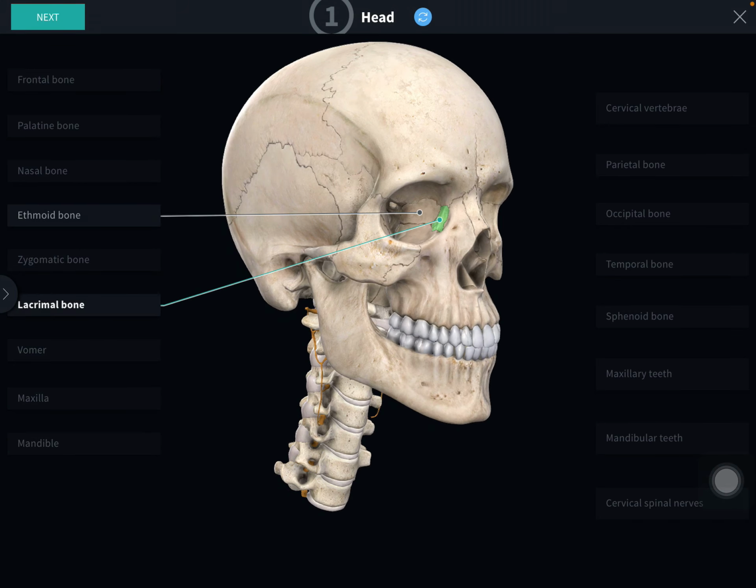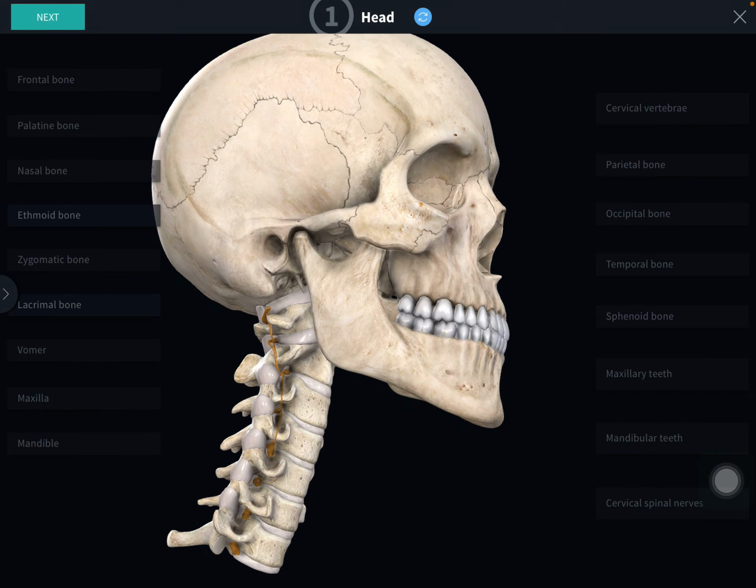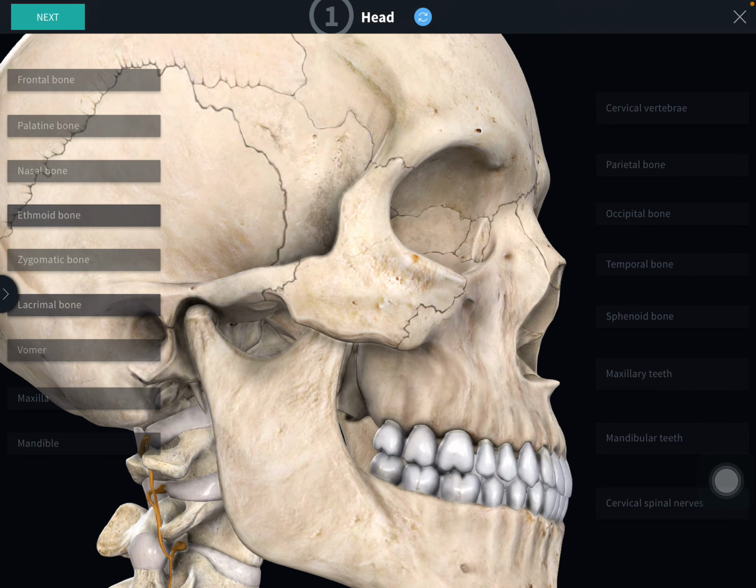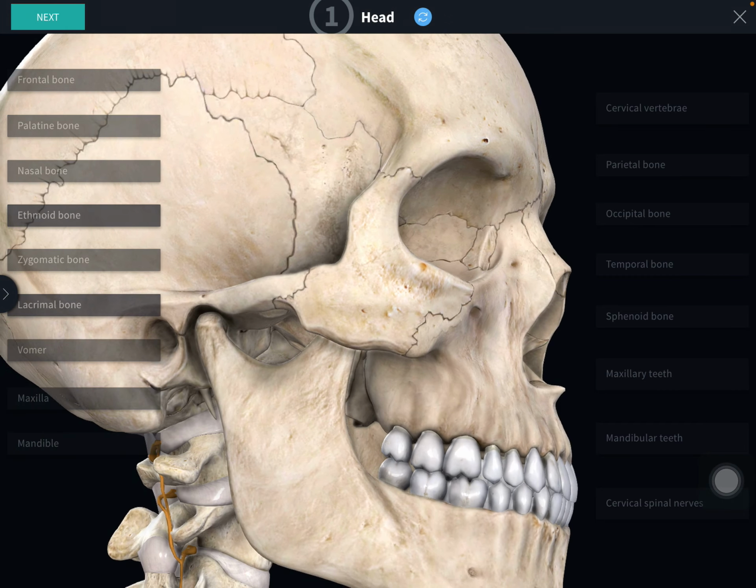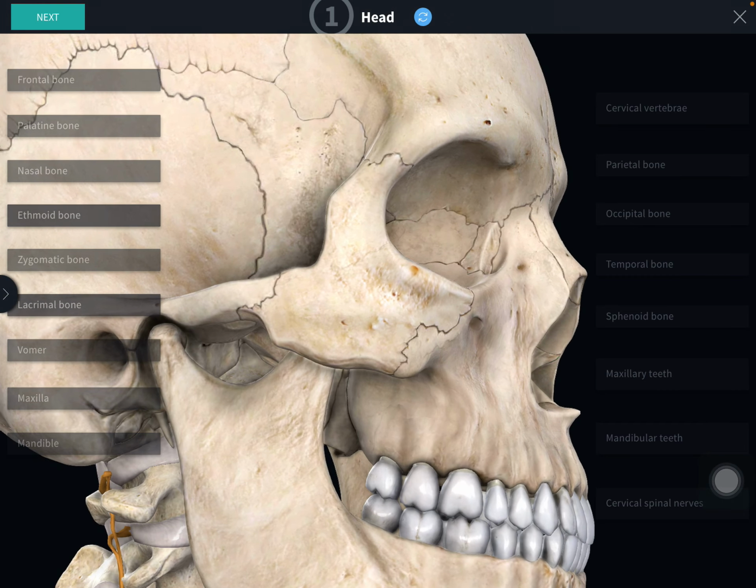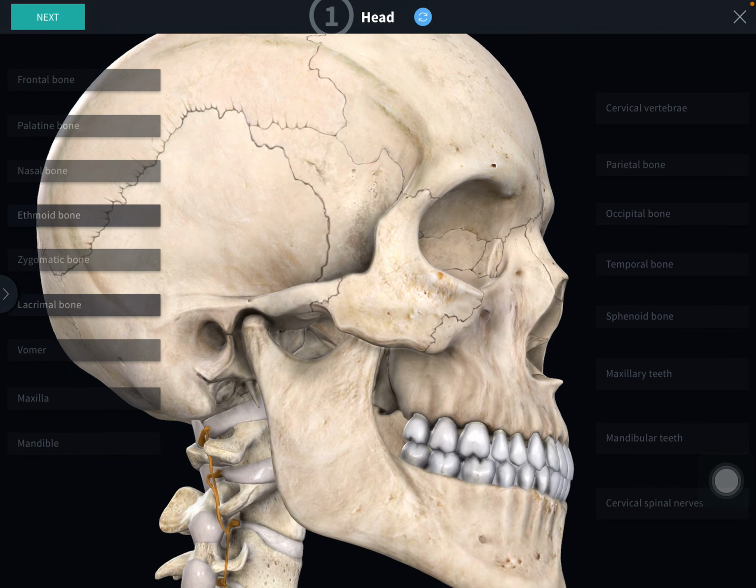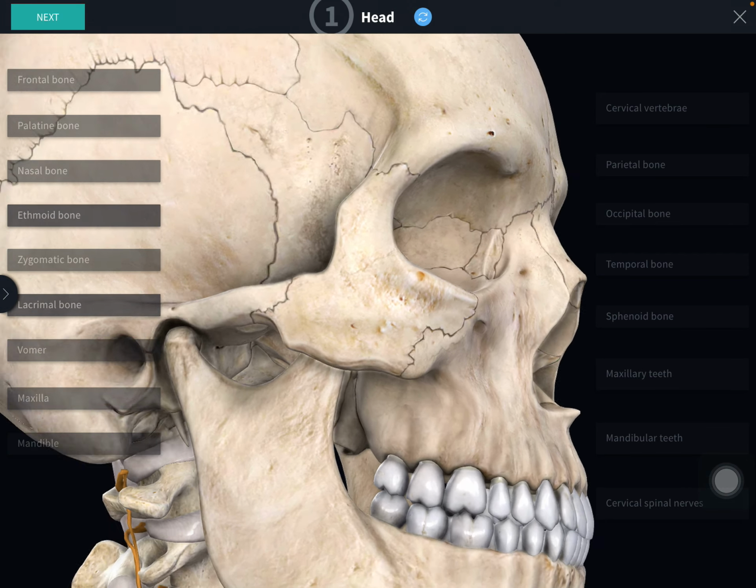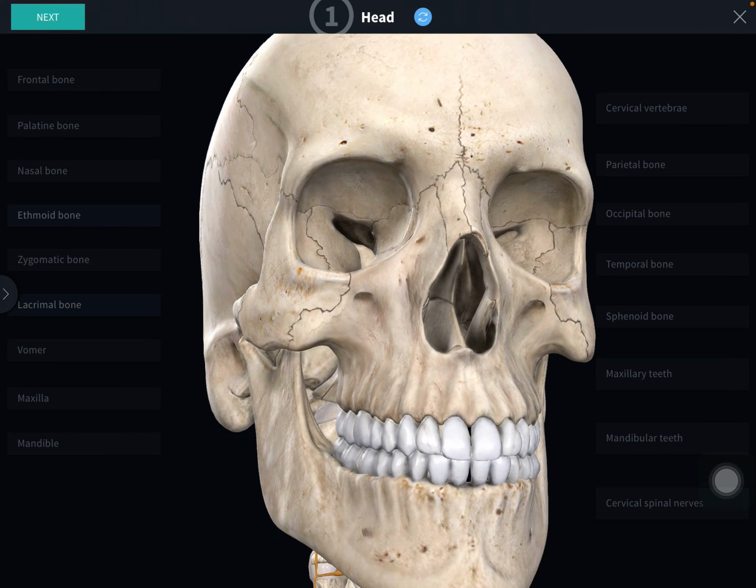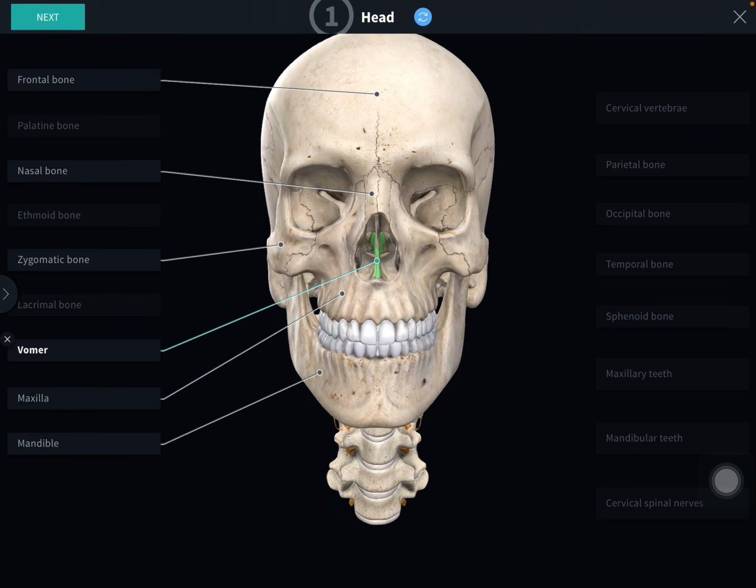Next to the nasal bone, we have the lacrimal bone. You can see here, next to the nasal bone, the lacrimal bone; these two bones form a groove for the lacrimal sac. So the groove is now visible. Vomer forms the nasal septum, and it is present in the midline of the nasal cavity.